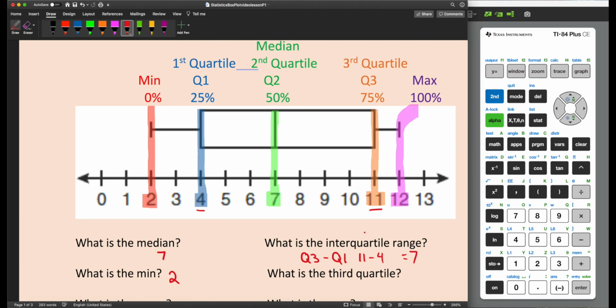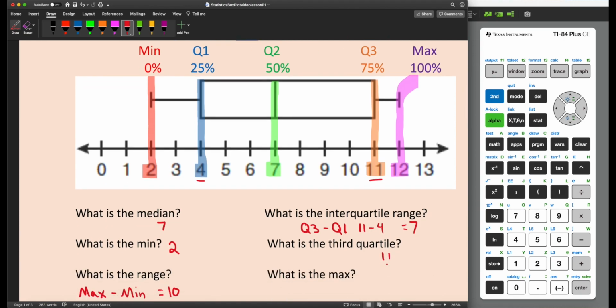What is the third quartile? Well, Q3 is third quartile. That's 11. And then finally it says, what is the max value? Well, your max value, guys, is here, and it hits at 12, so the max value is 12. Simple. That's answering quick questions based on a box plot, guys. Simple. So let's see some actual Regents questions so you could see how easy this is when it comes up on a Regents.